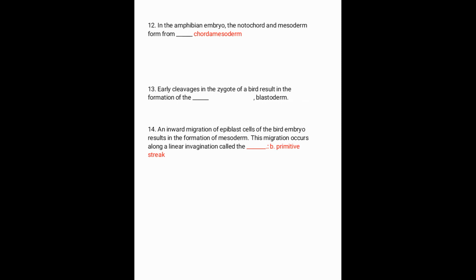Thirteenth, early cleavage in the zygote of birds results in the formation of blastoderm. Fourteenth, inward migration of the epiblast cells of the bird's embryo results in the formation of mesoderm, and the migration occurs along the linear invagination called the primitive streak.